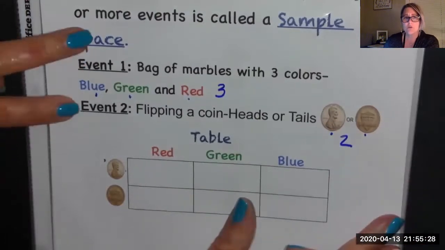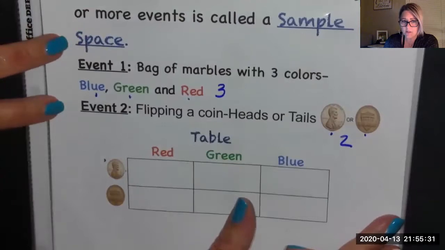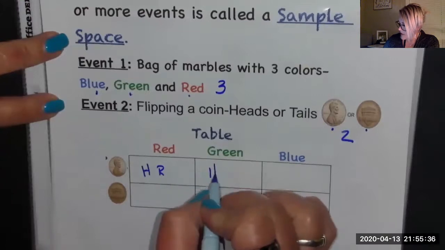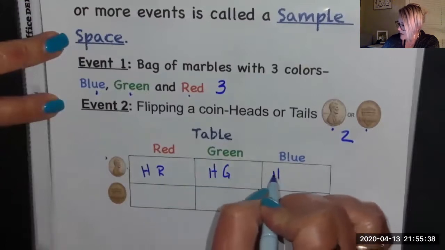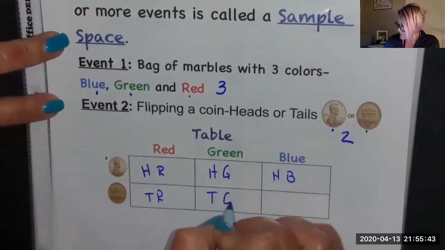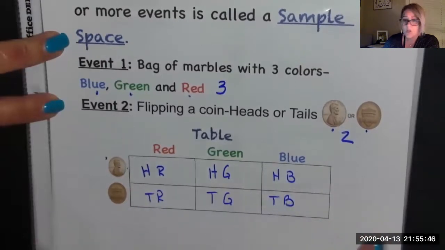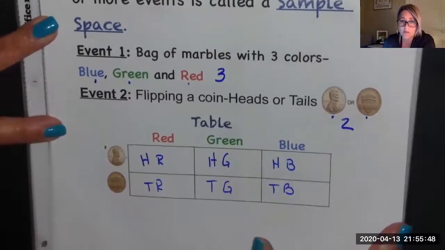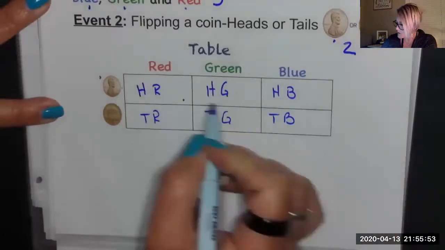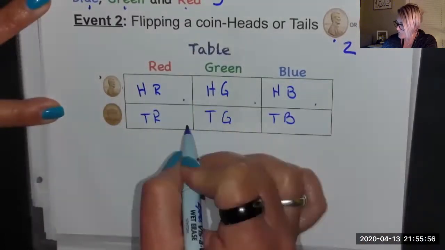Well, if I'm putting those 2 events together, I can get a heads with a red, I can get a heads with a green, I can get a heads with a blue, or we can do the same with tails. Tails with a red, tails with a green, tails with a blue. So how many total possible outcomes do we have here? Well, total, we have 1, 2, 3, 4, 5, 6. We have a total of 6 possible outcomes.